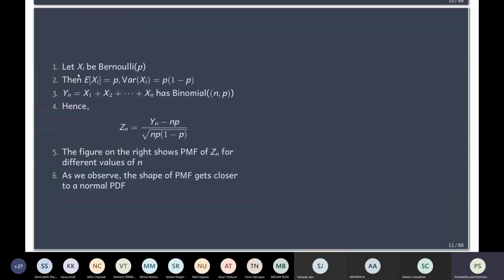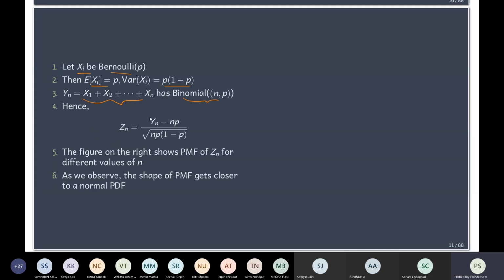So Xi can be any distribution. Let us say it's Bernoulli. Then we know that for Bernoulli the expectation is p, and the variance is p(1 minus p). And if we add the Bernoulli trials, each of them is independent, like a coin toss. If we sum them, then we know that the sum of independent Bernoullis is nothing but binomial. That result we have proved before.